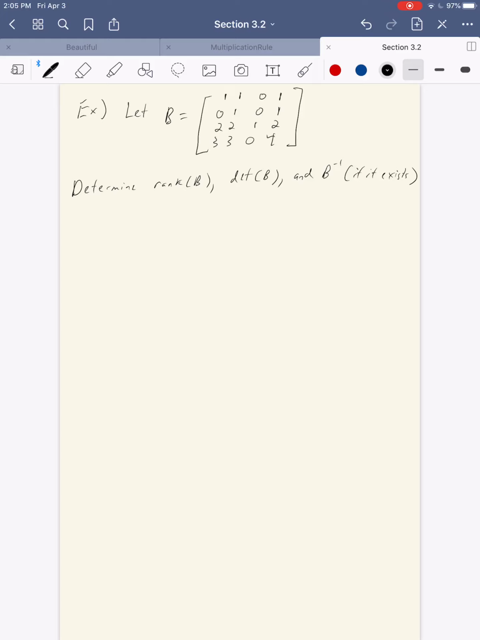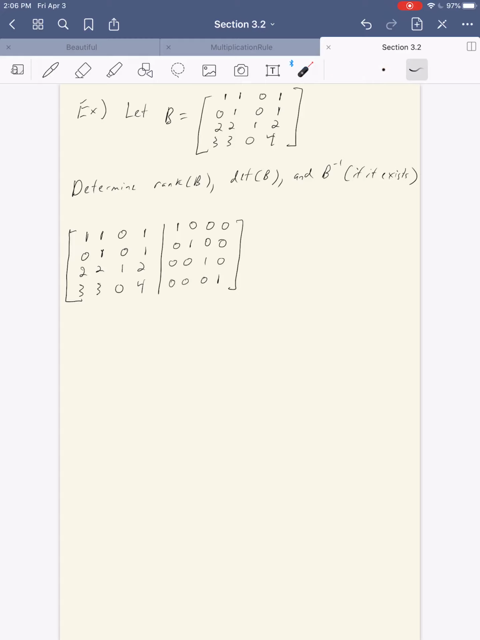Okay, so we've got this matrix here, and we're going to try to do the same three things: rank of B, determinant of B, and B inverse. Let's start again by augmenting it: 1, 1, 0, 1, 0, 1, 0, 1, 2, 2, 1, 2, 3, 3, 0, 4, and then our identity 1, 0, 0, 0, 0, 1, 0, 0, 0, 0, 1, 0, 0, 0, 0, 1. Let's see what operations we can do.